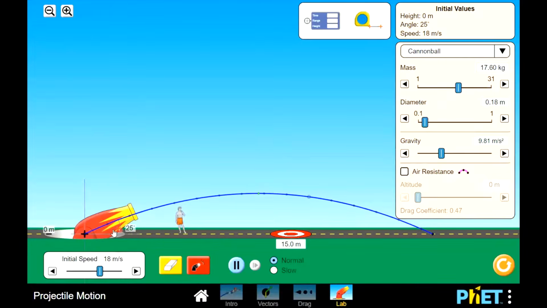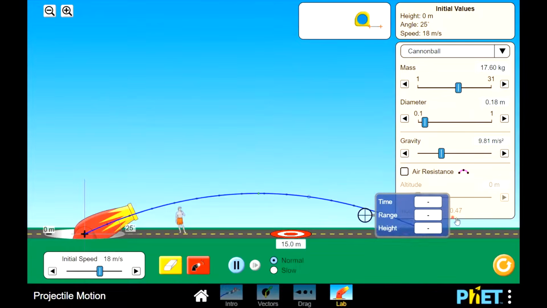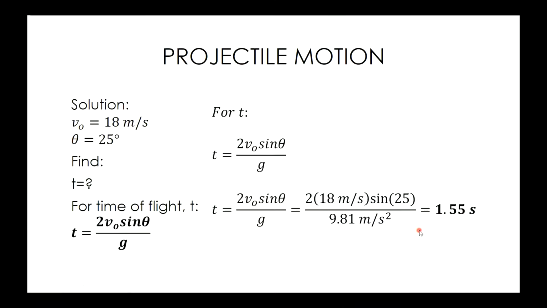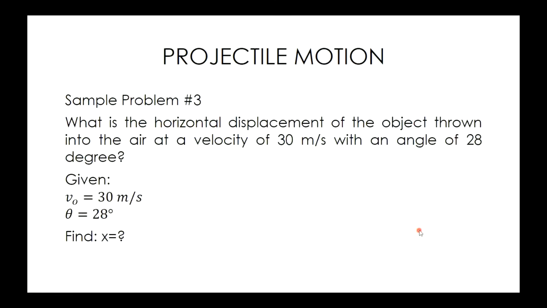So, let's check sa ating simulator. Ang time of flight niya ay 1.55 seconds. Okay, so let's go to our last problem. What is the horizontal displacement of the object thrown into the air at a velocity of 30 meters per second with an angle of 25 degrees?